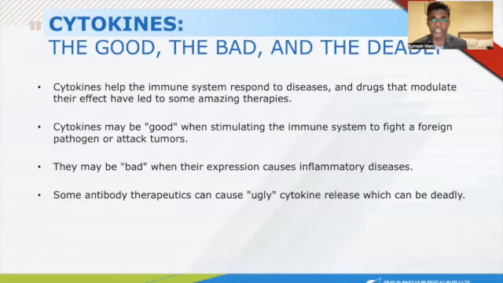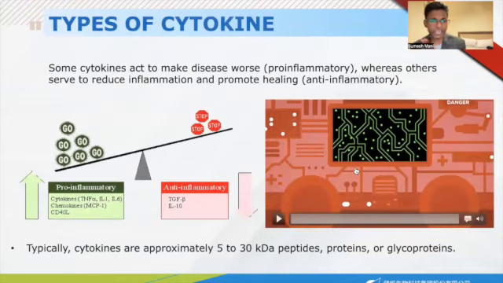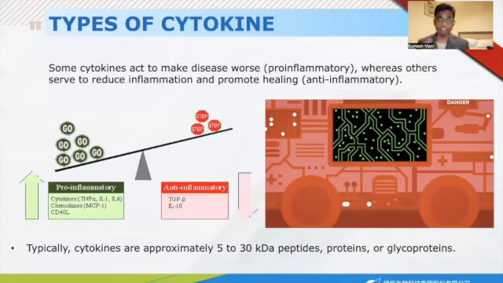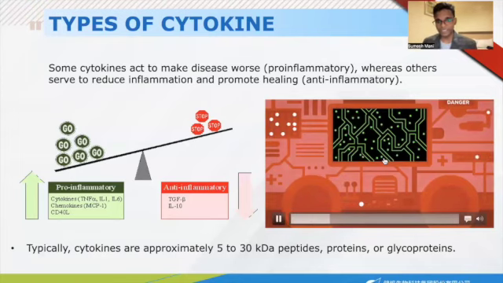That's why some medications sometimes create or trigger deadly cytokines. That's for the information. So let's understand what pro-inflammatory and anti-inflammatory cytokines are, as I said. Some cytokines act to make the disease worse, which is pro-inflammatory, whereas the others promote healing, which is anti-inflammatory. This is quite confusing, but at the same time, it's quite interesting. So we need the healers. We don't want these talking people.